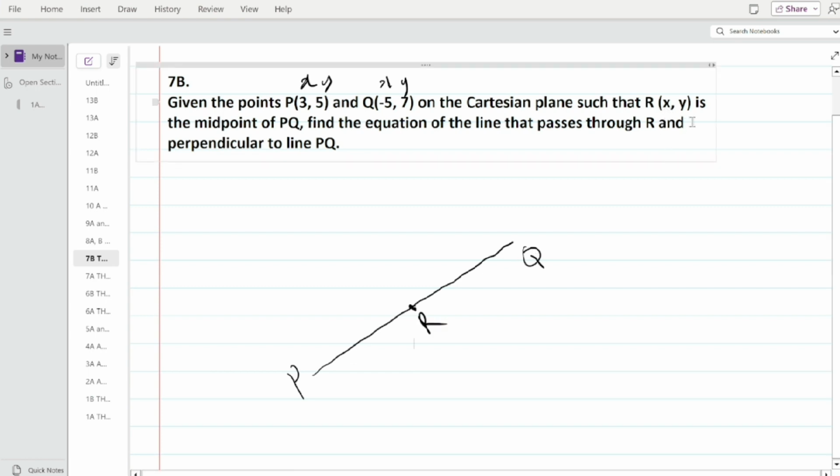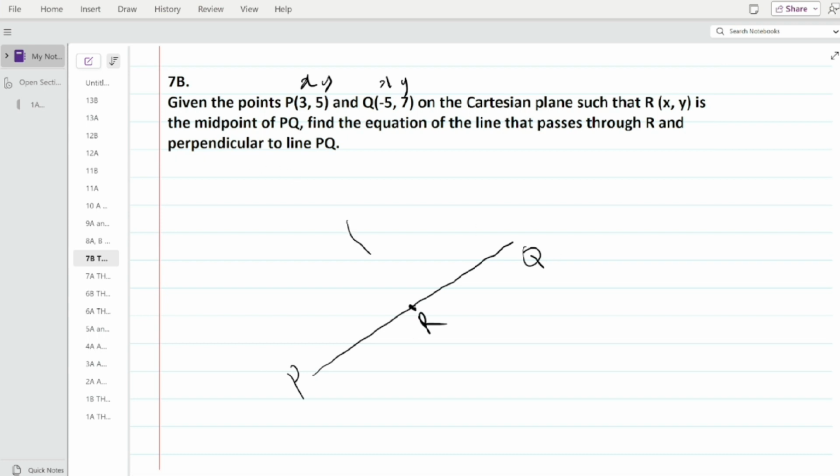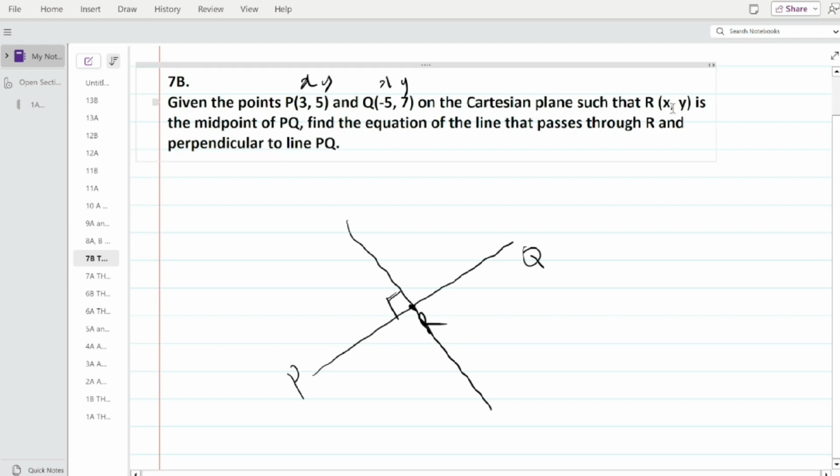We have it as (x, y) being the midpoint of P and Q. Find the equation of the line that passes through R. So the line passes through R and it is perpendicular to line PQ. When they use the word perpendicular, that means it is at a right angle to PQ. So we'll draw a line that is at a right angle to PQ.